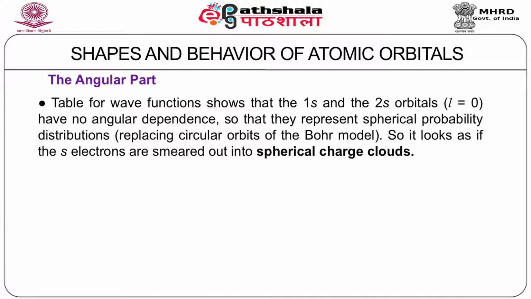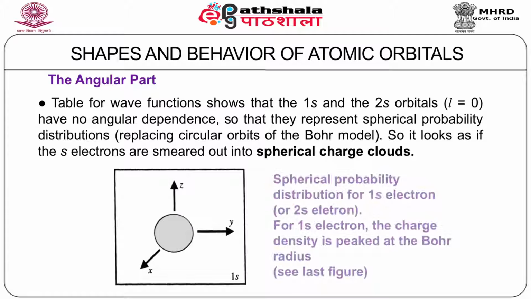Okay, now we come back to the angular part about which we were talking. The table for wave functions shows that the 1s and the 2s orbitals have no angular dependence, so that they represent spherical probability distributions. As we saw in the previous picture also, we saw a spherical probability distribution, or a spherical charge distribution, that is replacing circular orbits of the Bohr model. So it looks as if the s electrons are smeared out into spherical charge clouds. Okay, that's exactly what we showed in the last figure. Here in this figure also we are showing the same.